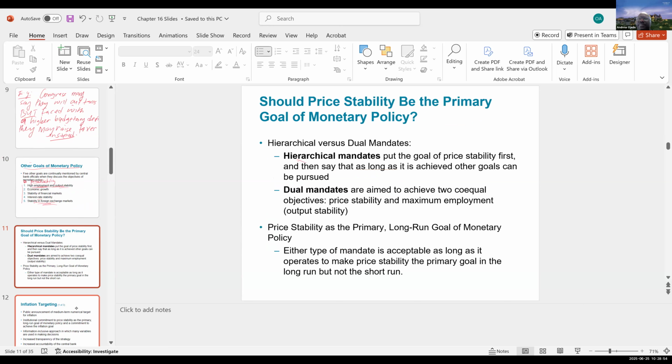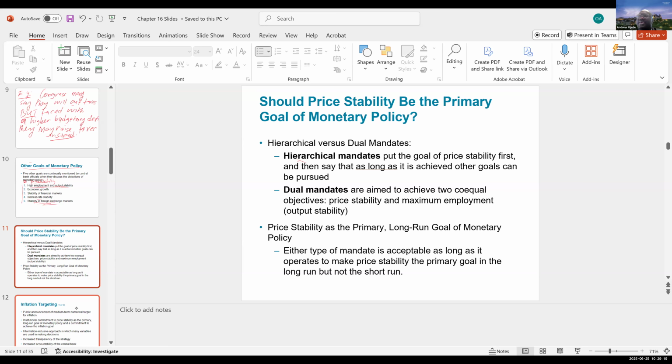Dual mandates: when the Federal Reserve Act was written and passed into law by Congress in 1913, Congress made sure that the Federal Reserve was observing two main goals, like keeping prices stable in the economy, that means controlling inflation, and output stability, maintaining maximum employment. That's what they call it. So it became a dual mandate.